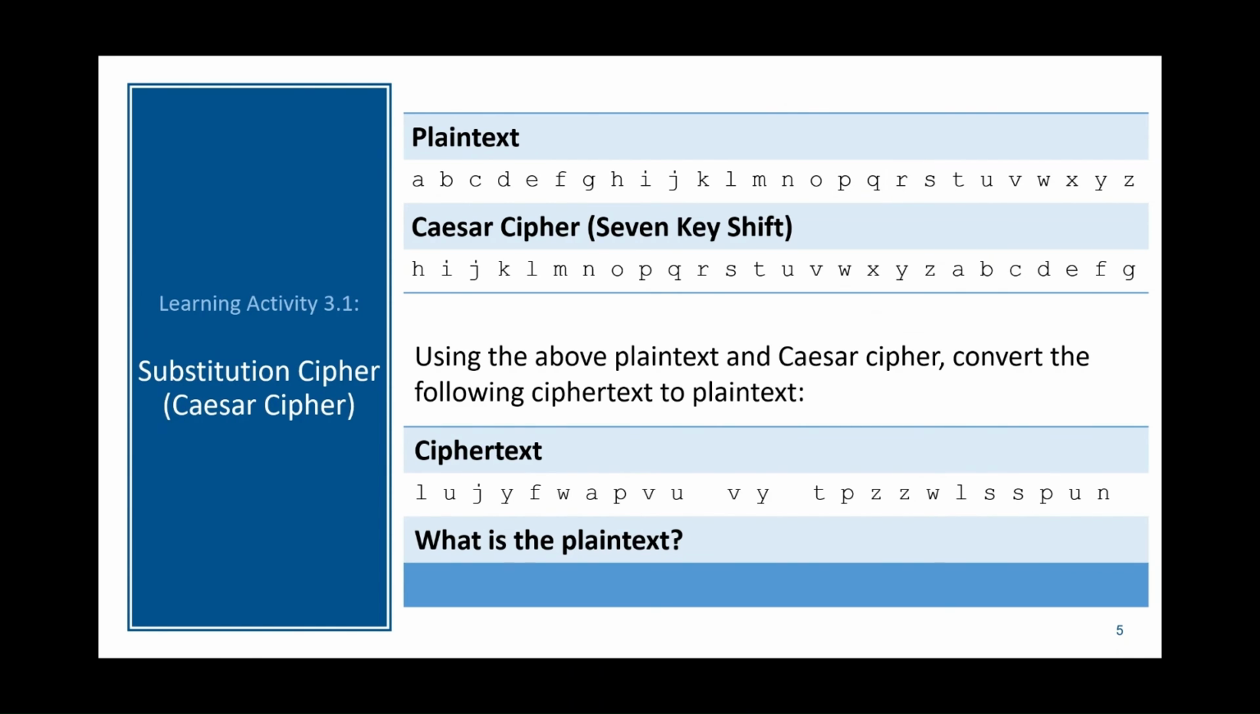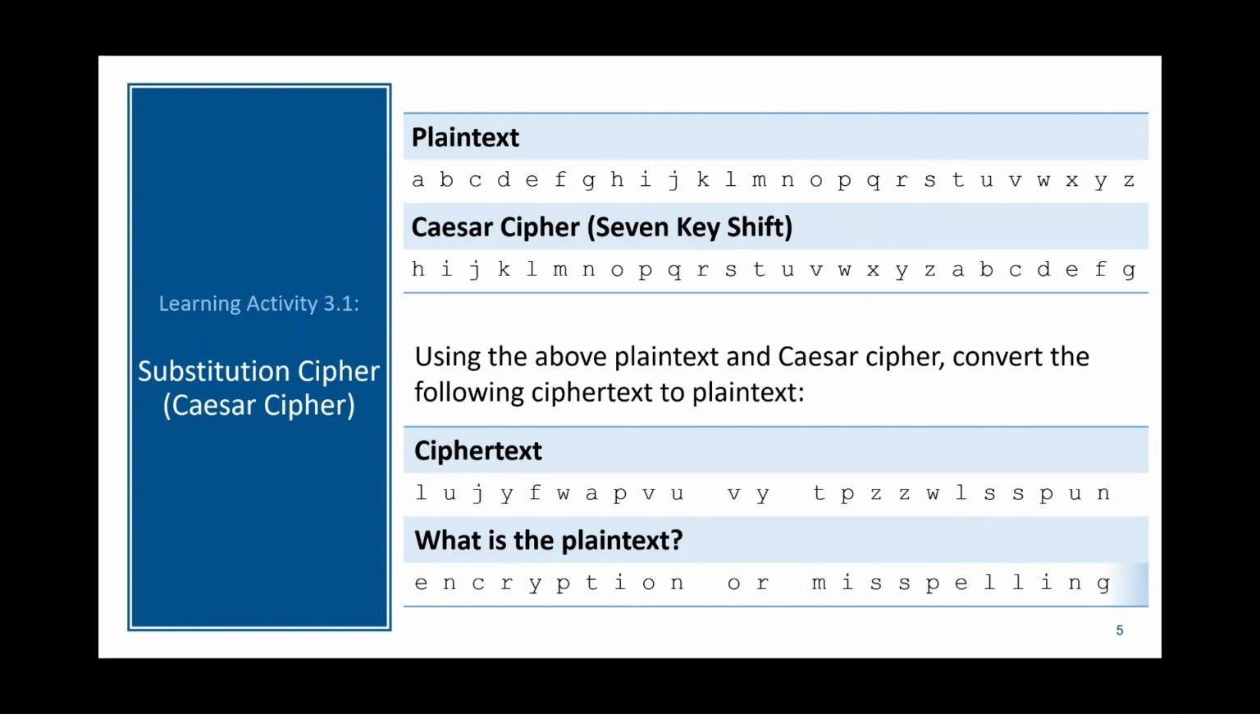All right, welcome back. So if you shift all these characters to the left, you'll see that we look at L, which is the 5th character in the Caesar cipher, and move up, and that becomes E. And then U, if we look up, that becomes N. So E, N, C, R, and so on. So encryption or misspelling.